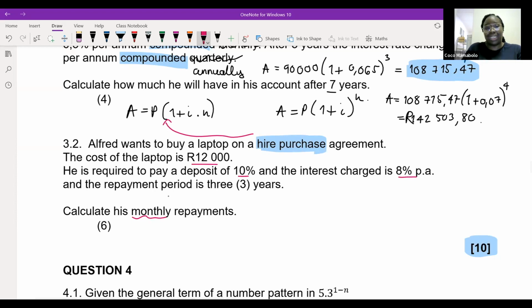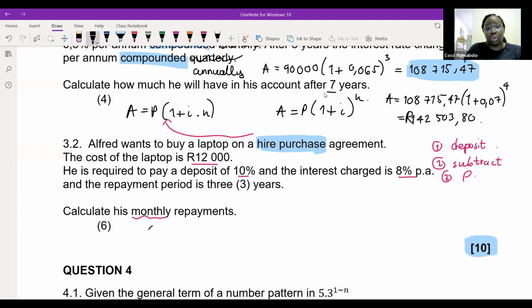Now, for those of you who were here, I think Teacher Kirsty took you through this. I wasn't here for hire purchase. So first thing we're going to do, rule number 1, we're going to calculate the deposit. Second rule is we're going to subtract the deposit from the original amount that the laptop costs. And then that amount that we get after subtracting is our P-value that we're going to put into the formula. So let's start by calculating 10% of 12,000 Rand.